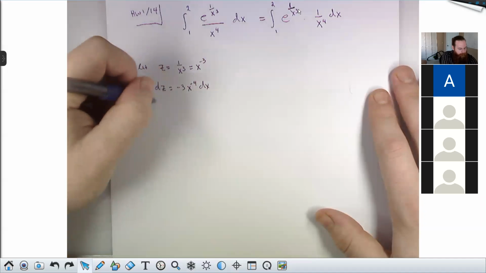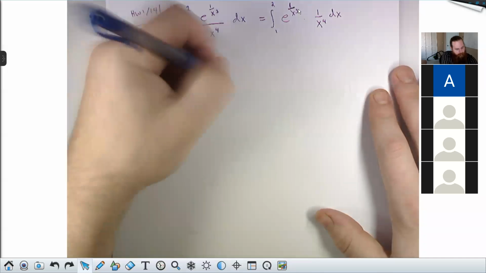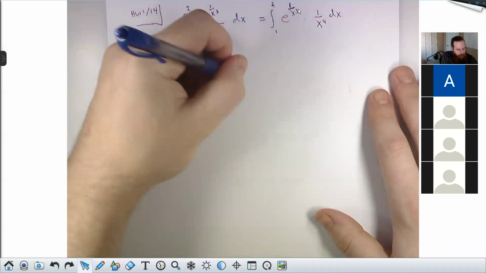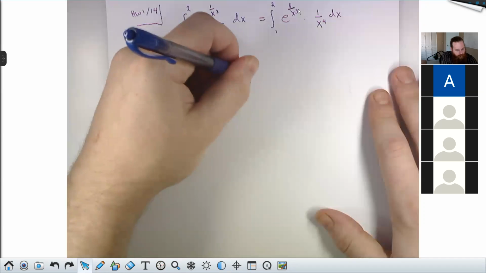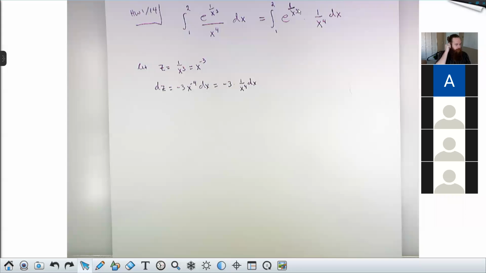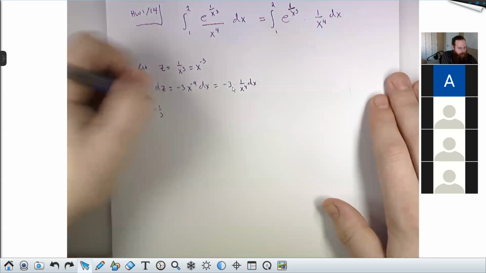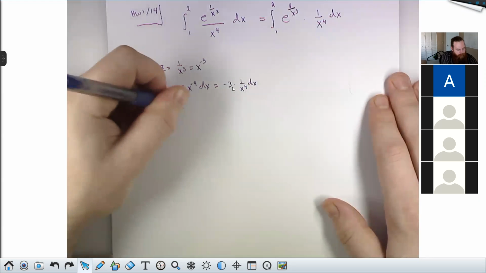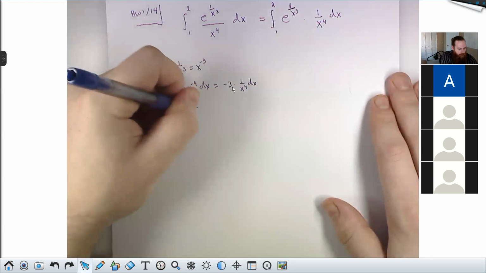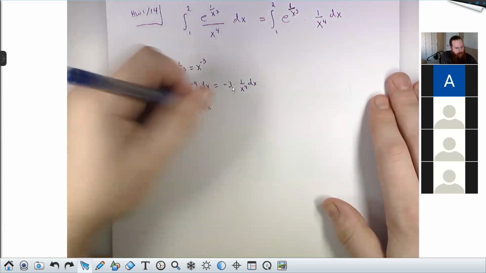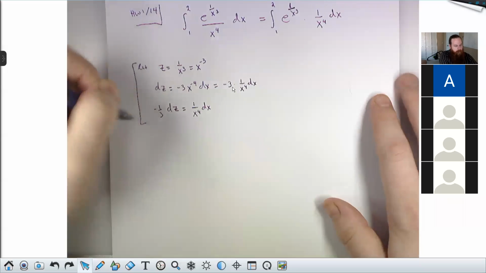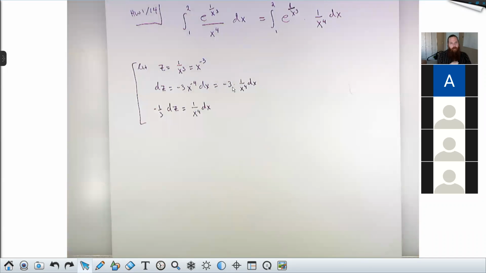In other words, dz is negative 3 times 1 over x to the 4 dx. So this 1 over x to the 4 dx matches up with this 1 over x to the 4 dx. That's good. That means I just need to divide both sides by negative 3. So negative 1/3 dz is 1 over x to the 4 dx. So here's the stuff I need to make the algebra of the substitution go.